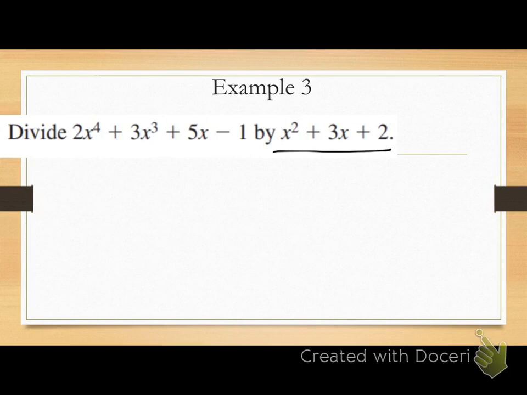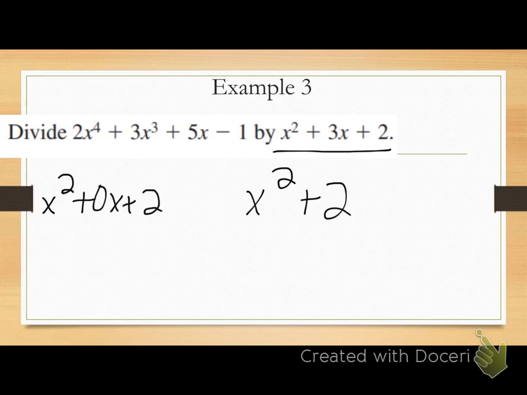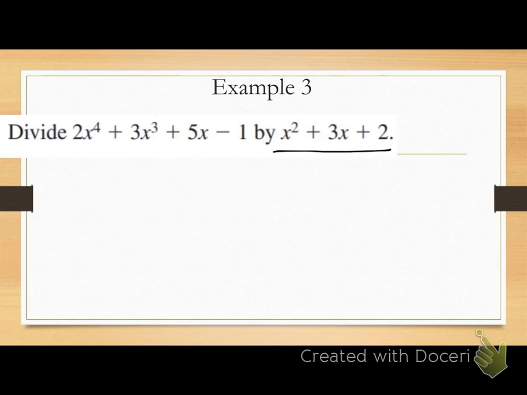Everyone see that? If I didn't, I would have to fill it in with a 0, whatever term I'm missing. So if you had an x squared and then just a constant, let's say this was x squared plus 2, I would have to write it as x squared plus 0x plus 2. Does that make sense? But that is not the case here. I have all consecutive terms, x squared plus 3x plus 2.